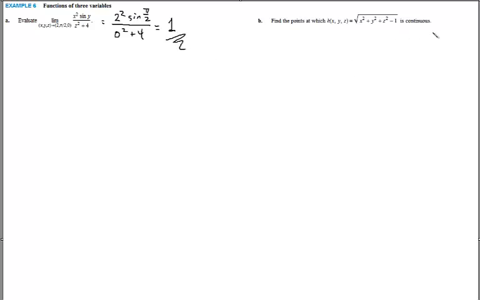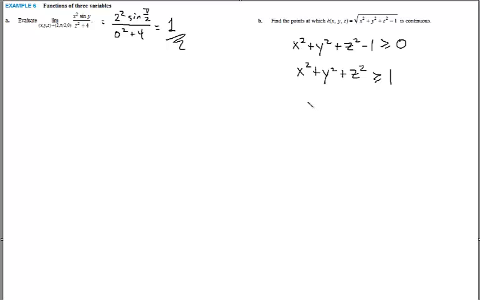Find the points on which it's continuous. Well, it can only be continuous as long as we have non-negative numbers under here. So x squared plus y squared plus z squared minus 1 has to be greater than or equal to 0. Just shifting that over a little bit, as long as we have this condition, it'll be continuous. This happens to be a sphere of radius 1, and it's continuous as long as it's outside of that sphere or on that sphere.